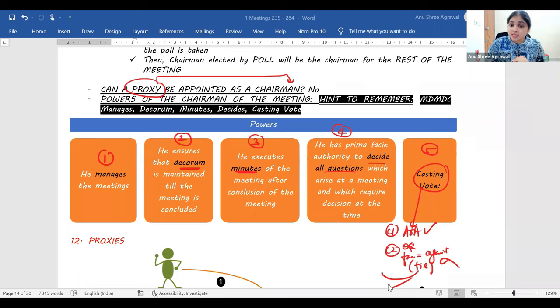When does he get the casting vote? He gets a casting vote only if the AOA allows, and in case we are trying to pass an ordinary resolution and the number of votes in favor is equal to the number of votes against, that is, there is a tie. To break the tie, we give an extra vote to the chairman. But will the chairman automatically have this casting vote? No. He will have this casting vote only if the AOA clearly mentions it. Yes, only in the case of an ordinary resolution, not in the case of a special resolution.